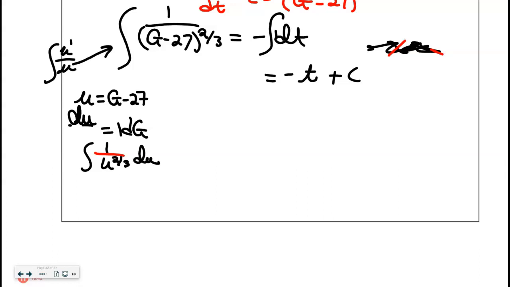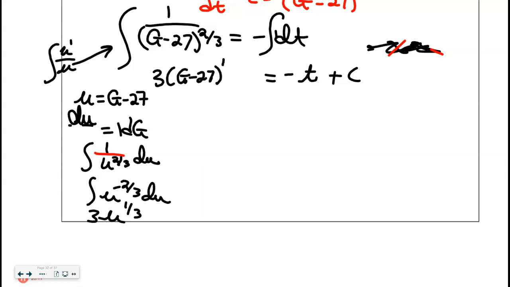This actually ended up being u to the negative 2/3 that you need to integrate. Some kids see it right from here. That's why they'll just go, well, that's g minus 27 to the negative 2/3. It doesn't matter, as long as you get there. So this would be add 1 to the power, divide by the power. Are we good? So this would be 3u to the 1/3 power. That was the tricky part on that one. Do you see what I mean? I'd say many kids went natural log rather than power rule.